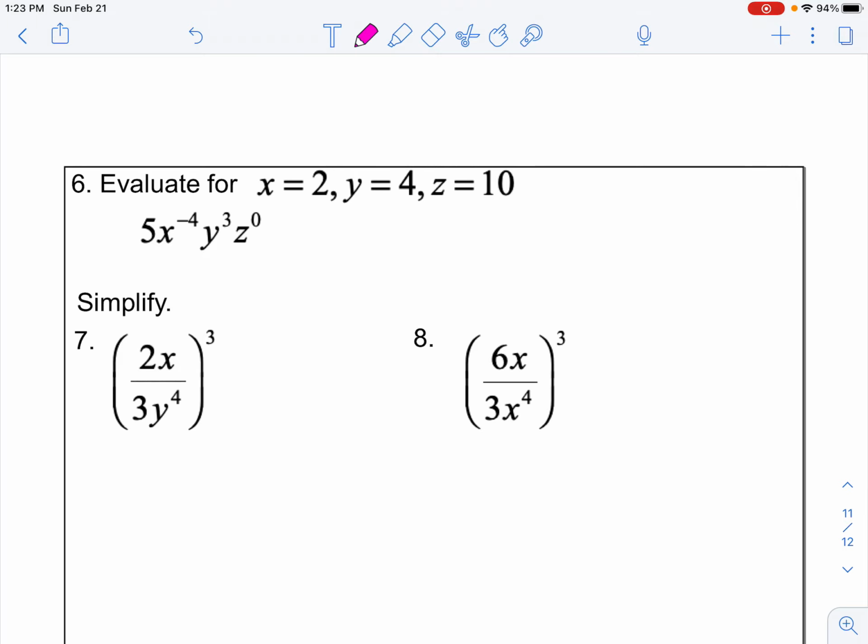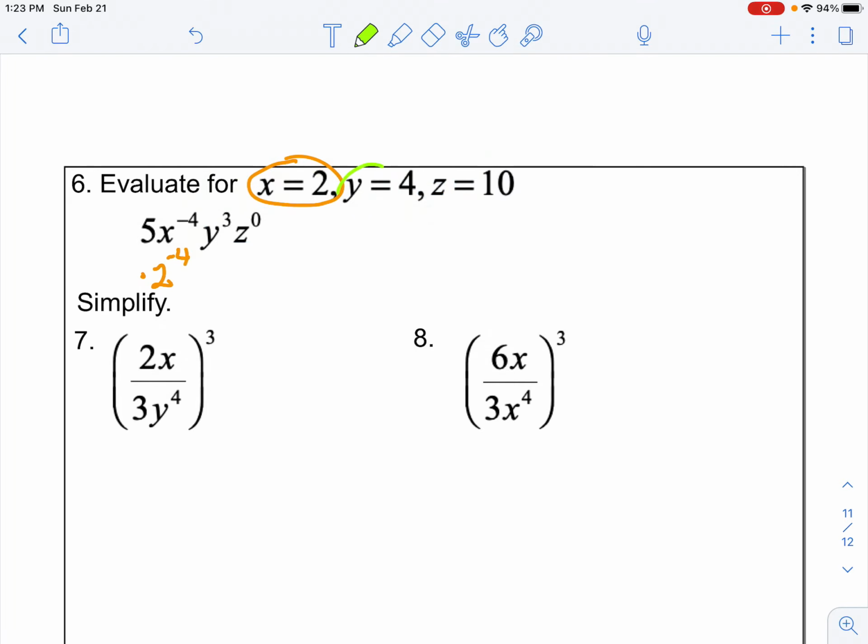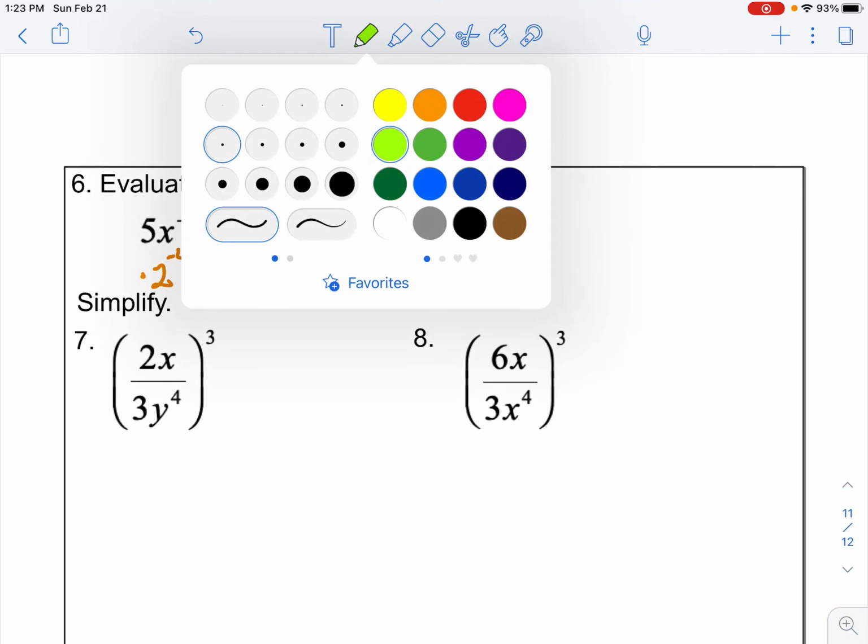And here are a few more problems to try. Now we are actually substituting numbers in for the variables. So since x equals 2, I'm going to put 2 and raise it to the -4 power. Since y is 4 right here, then I put a 4 in for y, so this is going to be 4 to the 3rd power. And z is 10.